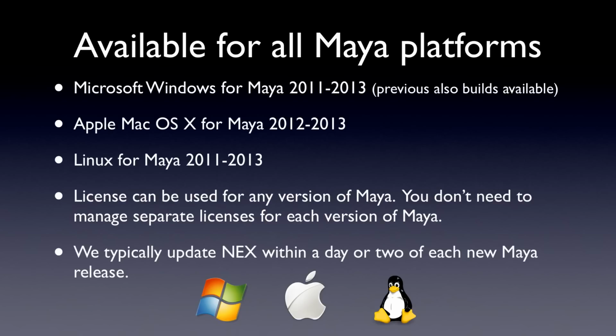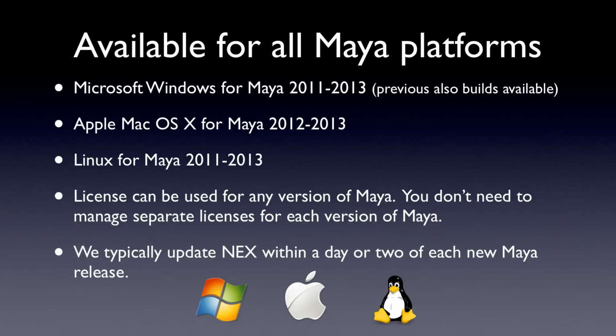As mentioned, NEX is now available for all Maya platforms as far back as 2011 up to the current release of Maya 2013 for Windows, Mac OS X, and Linux. We also have older builds available for Windows as far back as Maya 7 if you need older builds. Fully functional trials are also freely available, so you get to use NEX for 30 days fully functional, and if you choose to purchase NEX, you just download a license and apply that license to that same trial, and it just unlocks it, so no need to download and reinstall anything. You just unlock the trial.